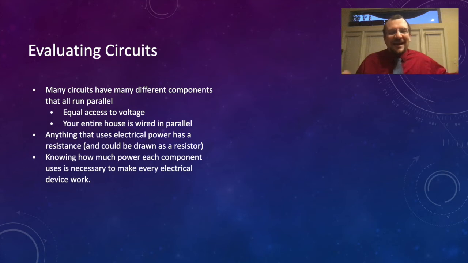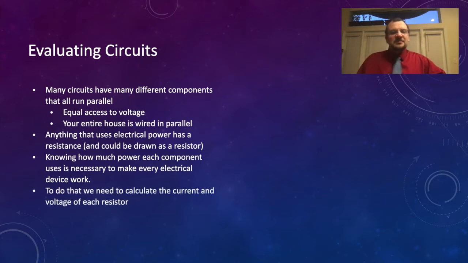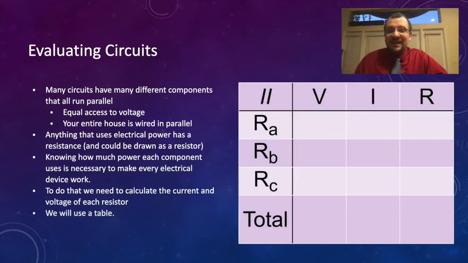Knowing how much power each component uses is necessary to make all the electrical devices work. I just talked about what happens if too many things are plugged in and running at the same time. That can cause the circuit breaker to go pop and everything to shut down. So, we need to then calculate the current and voltage and resistance of all of these various different things, and just like last time, we're going to use a table.